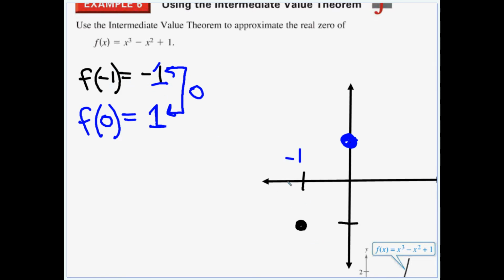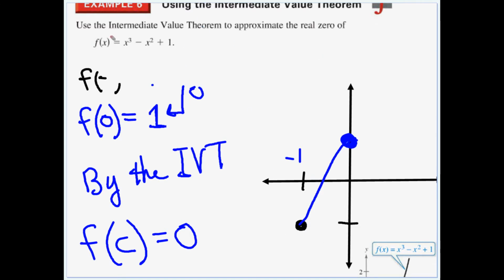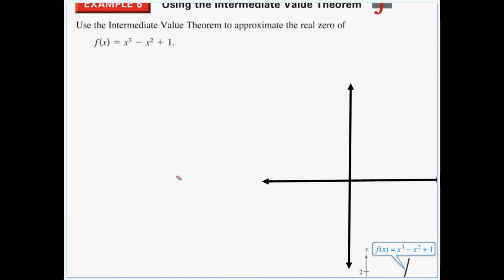And maybe this theorem's not going to help us find it, but we could say by the IVT, by the intermediate value theorem, somewhere between negative 1 and 0, there is a value c such that f of c, f of that value, is going to equal 0. And again, we know it's between negative 1 and 0 because we have to cross the x-axis to get to the next point. And that's it. We can't find the exact value, but we know it exists. In calculus, they would call this an existence theorem.